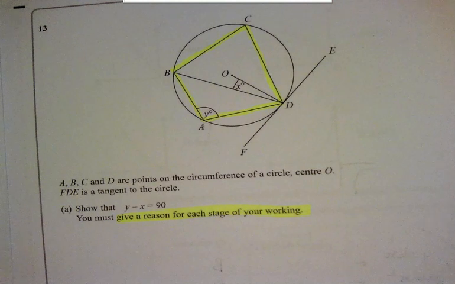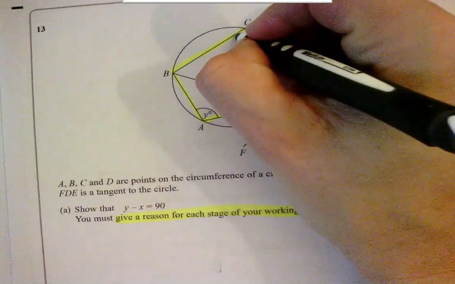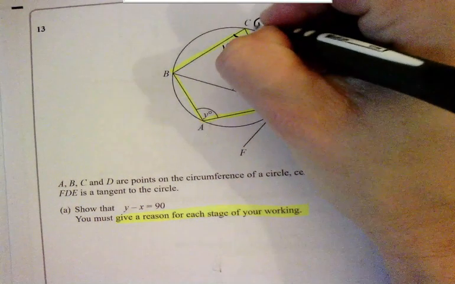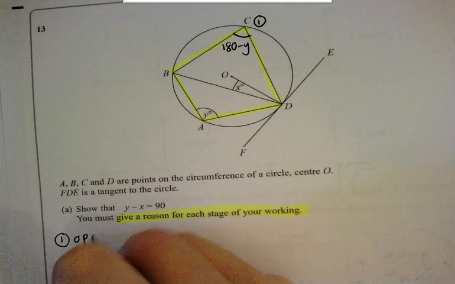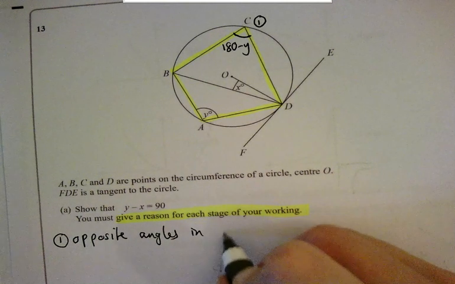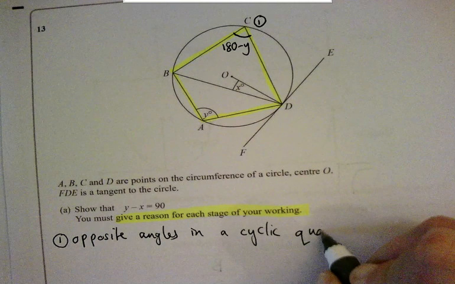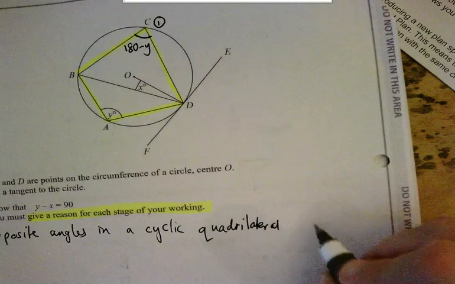So the first thing I can see is a cyclic quadrilateral. I know opposite angles in a cyclic quadrilateral sum to 180, so this must be 180 minus y. I'm going to make a little note for my reasons. The reason for that is opposite angles in a cyclic quadrilateral sum to 180.